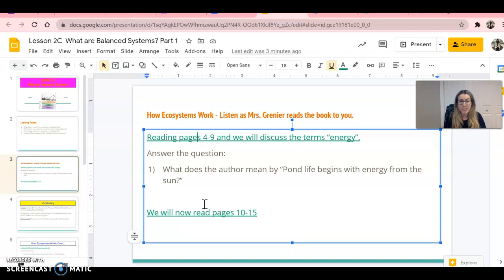The first question is, what does the author mean by pond life begins with energy from the sun? I really recommend reading the questions before listening to the recordings just so that you know what to be listening for as you're listening to the book, okay? So after you finish listening to that first recording and answering that question, you're then going to click on pages 10 through 15 and listen to those pages as well.